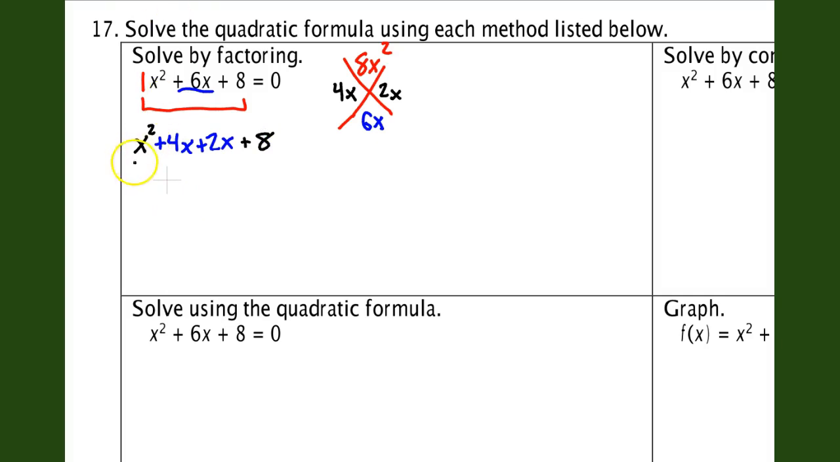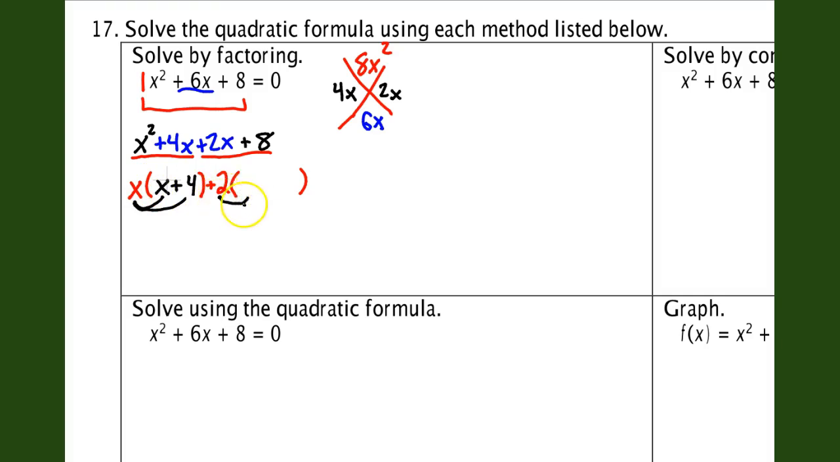Okay. And just find the common term with the first two, and then the common term with the second two, and that will give us our groups. So the common term with these two is they both have an x, right? And the common term with the second two is they both have a positive 2. And the requirement for this method is that both of these parentheses need to be the same. So when I ask myself x times what equals x squared, I get x. x times what equals 4x, I get positive 4. This should also come out to x plus 4.